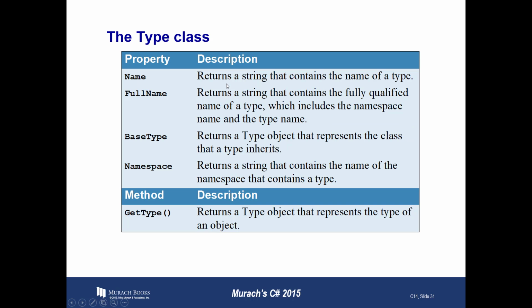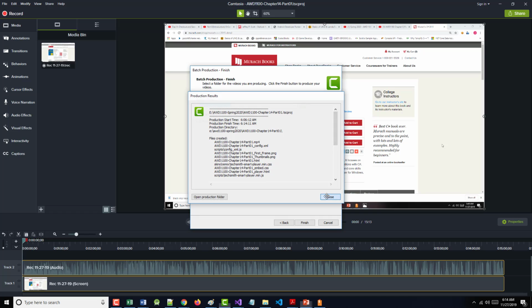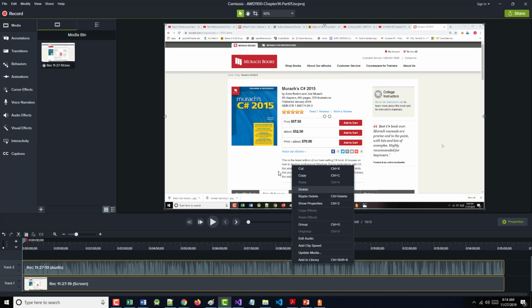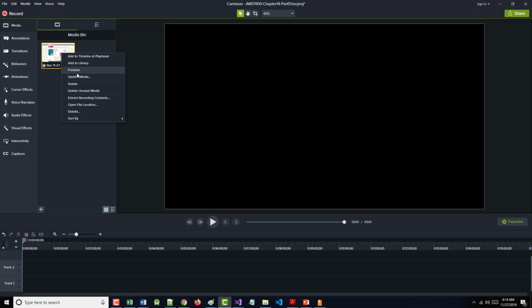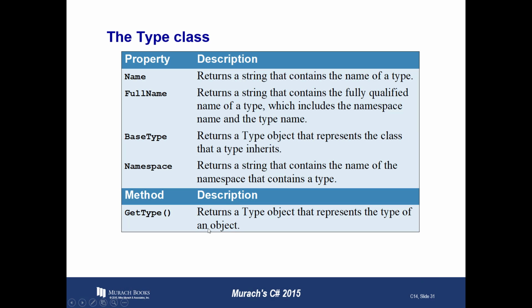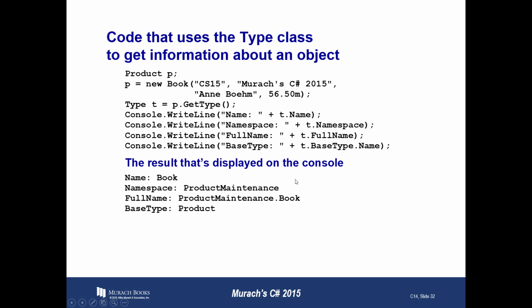So we've got Name, which returns a string that contains the name of the type, FullName, which is the fully qualified name, including the namespace, etc. BaseType, which represents the class that a type inherits. Namespace, which contains the namespace that contains the type. And GetType, which returns a Type object that represents the type of an object.